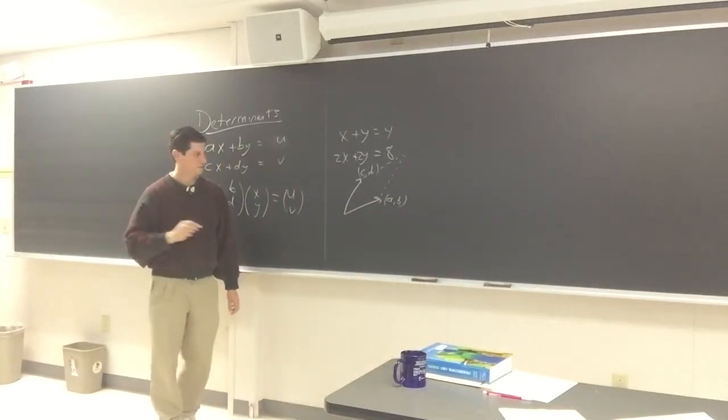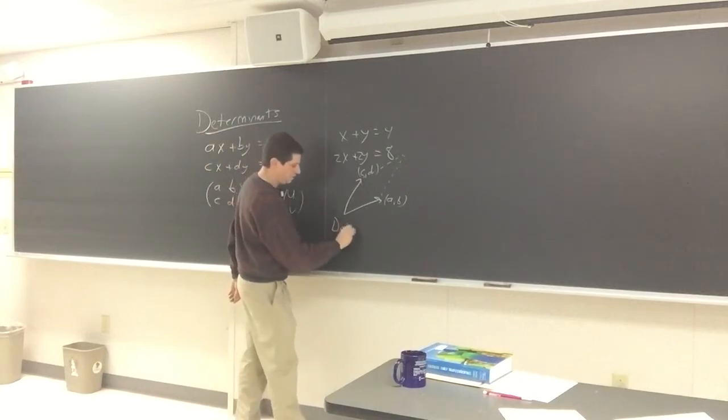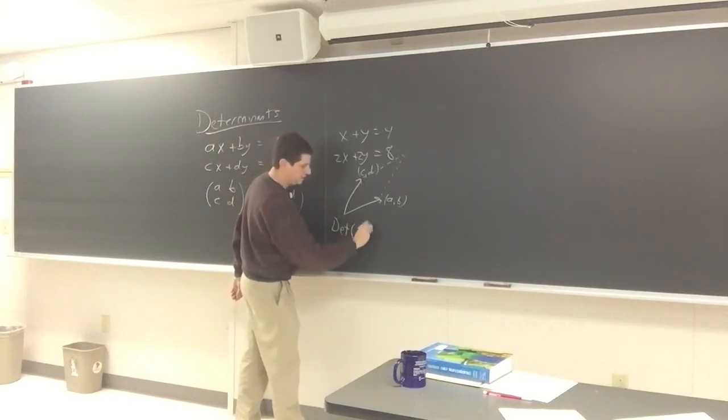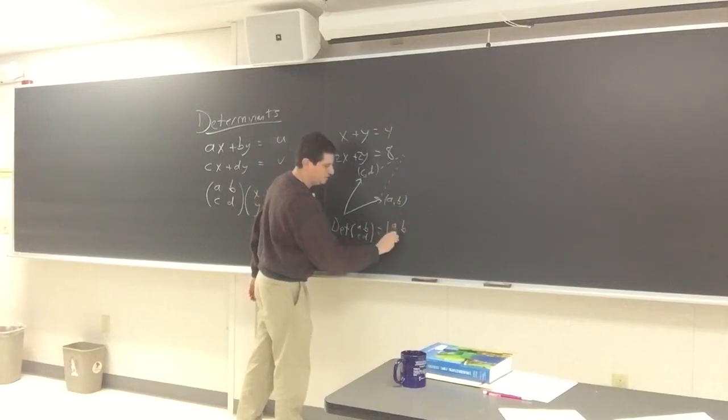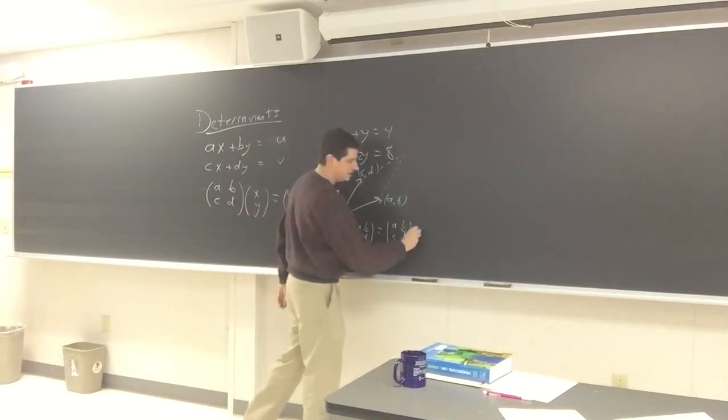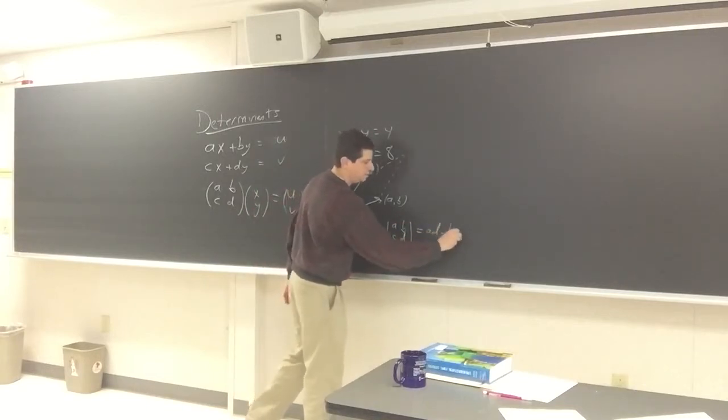And the determinant of the matrix ABCD, and we often write this as ABCD with vertical lines, is defined to be AD minus BC.